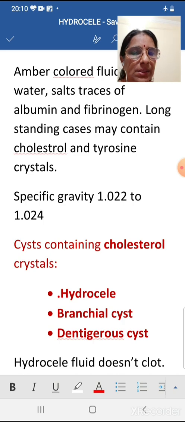The other two conditions are branchial cyst in the neck and dentigerous cyst in the oral cavity. What is dentigerous cyst? That is a cyst developed around an unerupted tooth in the mandible, especially seen in the lower jaw. An unerupted tooth in the gums can produce a cyst in the lower jaw, that is called dentigerous cyst. It also contains cholesterol crystals.